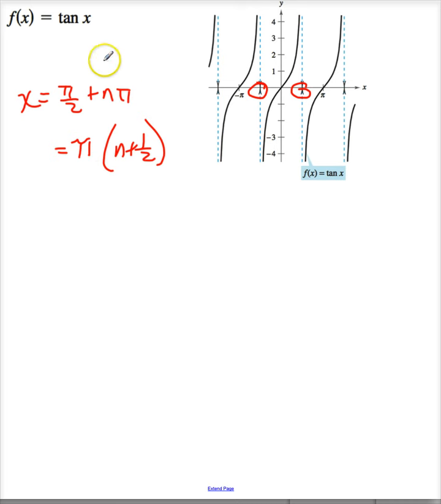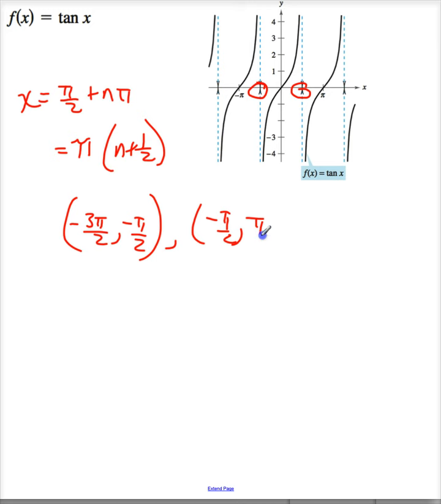All right, so this function is continuous at all points within its domain, and if I wanted to write out what they were, and sometimes we want to do that, you can start back a ways. So let's try minus 3 pi over 2 to minus pi over 2, put in a comma, minus pi over 2 to pi over 2, put in a comma, pi over 2 to 3 pi over 2. So this is how you write it so that you're eliminating those discontinuous points.